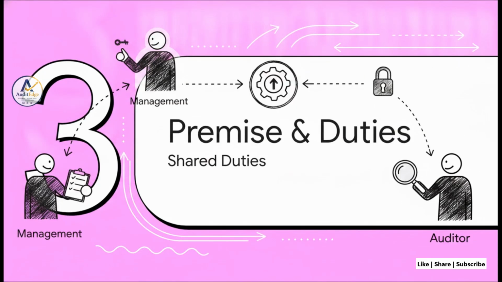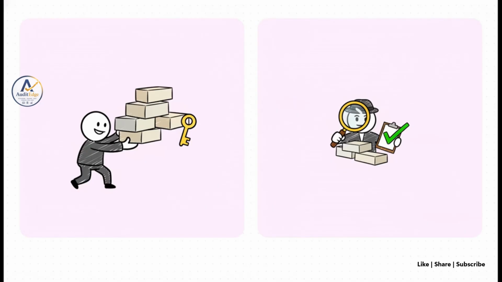Let's jump to Section 3, the premise and responsibilities. We need to contrast these two sides very clearly because an audit is built on shared duties. Management is responsible for preparing the financial statements, designing internal controls, and providing the auditor with unrestricted access to information. In fact, in India, under the Companies Act 2013, the board of directors is explicitly responsible for laying down internal financial controls and preventing fraud.